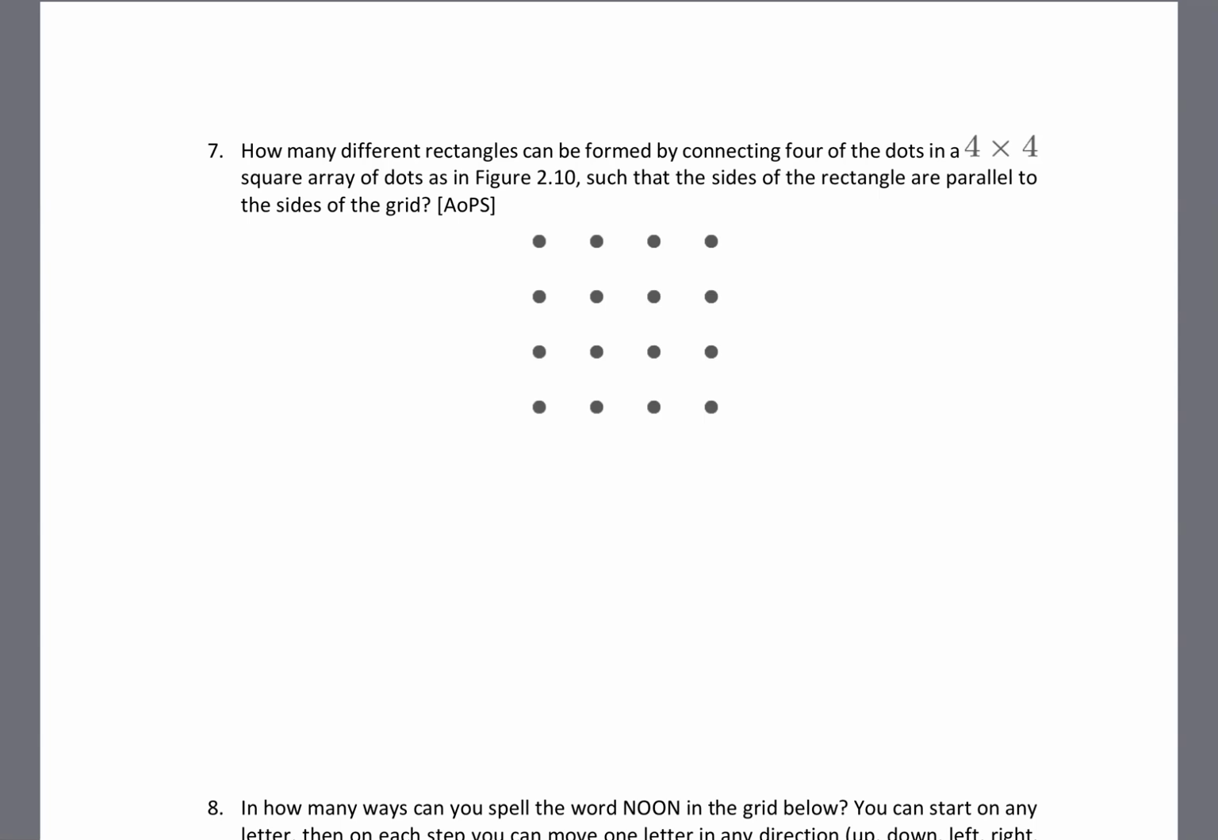Oh, the answer to number 6 was 12,096. Figure 2.10 is just the figure that is shown here. Yeah, just ignore the number.